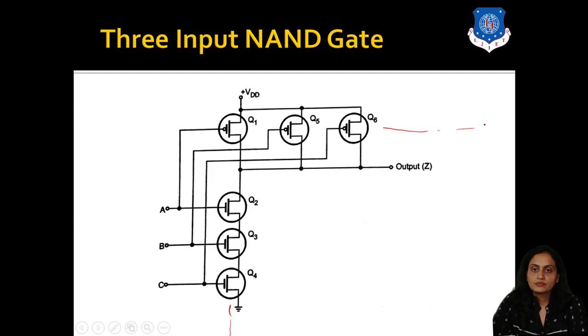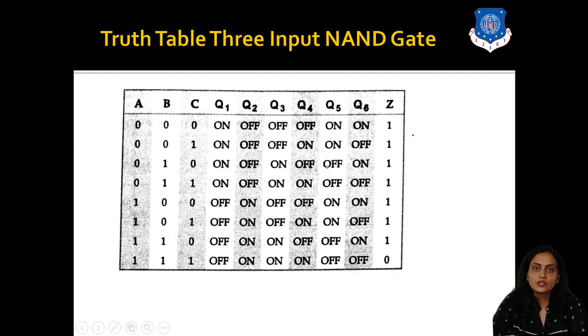This is the truth table for the 3 input NAND gate. You can see if any of the inputs is 0, then output will be 1. So for all these possible combinations which include a 0, output is 1, and when all of these 3 inputs are 1, output becomes 0.